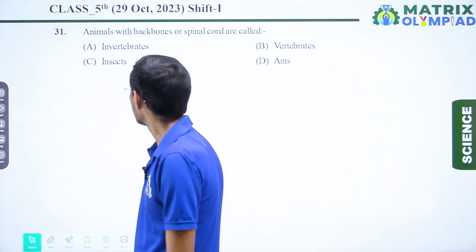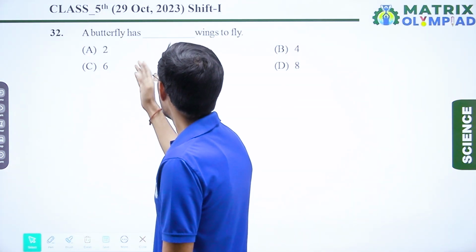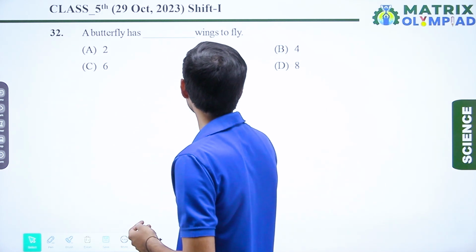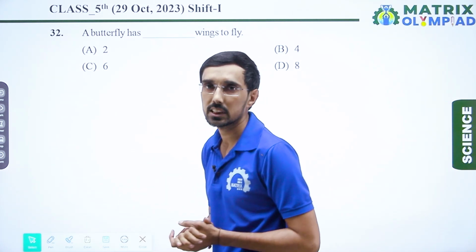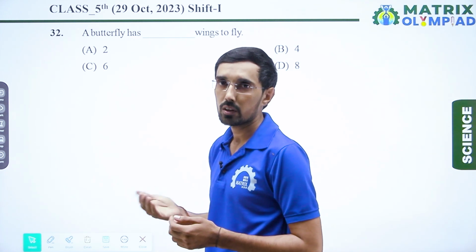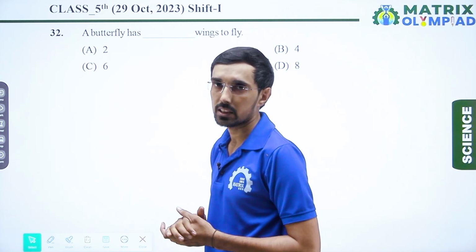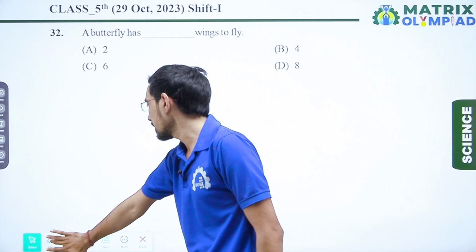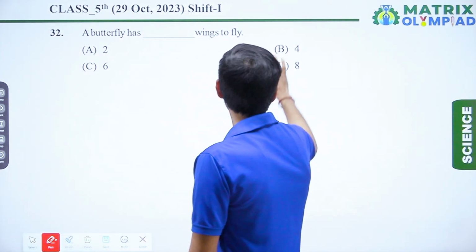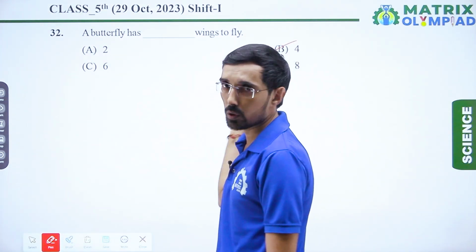Next question. A butterfly has dash wings to fly. How many wings are present on a butterfly for the purpose of flying? They are 4 in number. So our correct answer will be option B, 4.